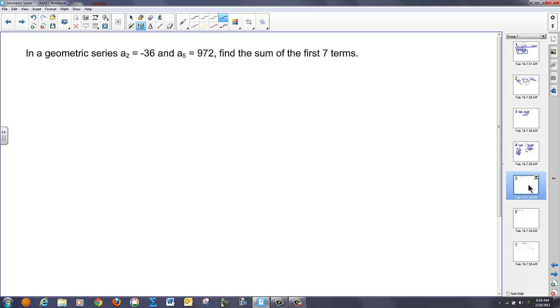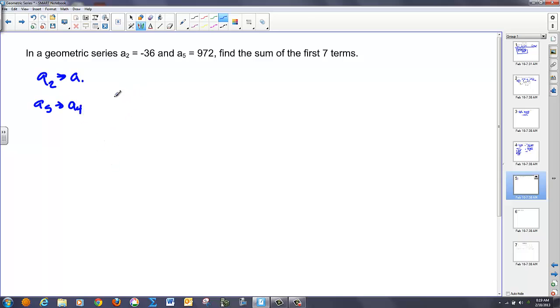So moving to the next problem, we want to find the sum of the first 7 terms in the series, but we're given the second term and the 5th term, which means we're going to need to find the first term to get this problem done. So let's do that. If I know the second term is 36 and I know the 5th term is 972, I'm going to use that trick I've used before. I'm going to let the second term go to the first term, and the 5th term would then move 1 term down and act like the 4th term.